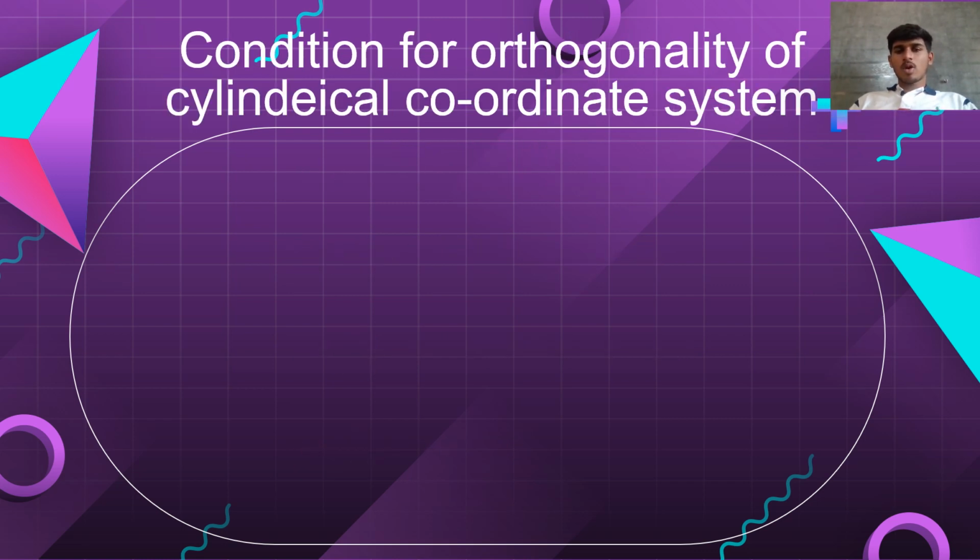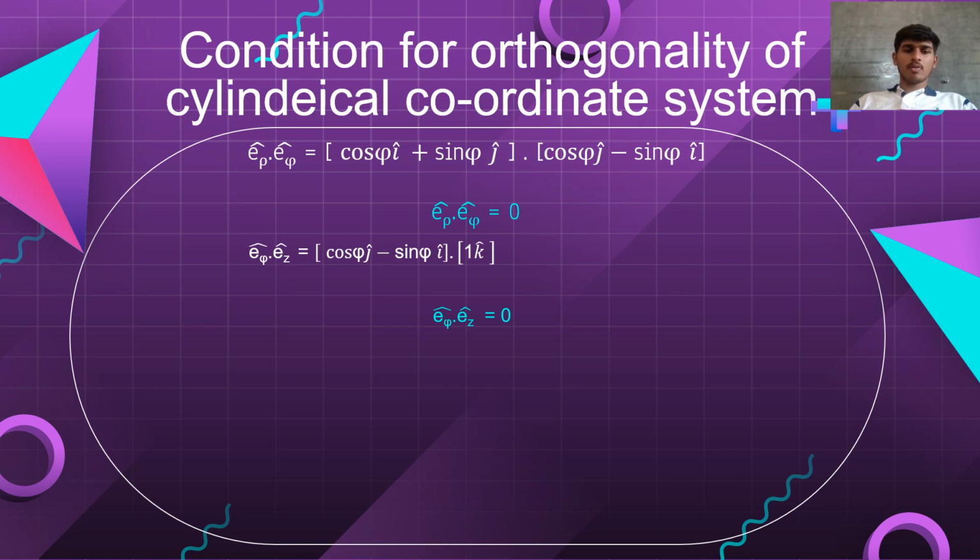So for the condition of orthogonality of cylindrical coordinate system, we have to prove that the dot product of e rho cap, e phi cap and e z cap is equal to 0. So first, e rho cap dot e phi cap is given by a dot product of cos phi i cap plus sin phi j cap with cos phi j cap minus sin phi i cap, which is 0. Next we have e phi cap and e z cap, which is cos phi j cap minus sin phi i cap dot 1 k cap, which is again 0.